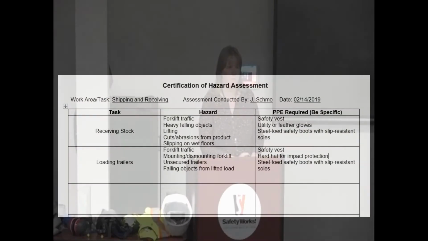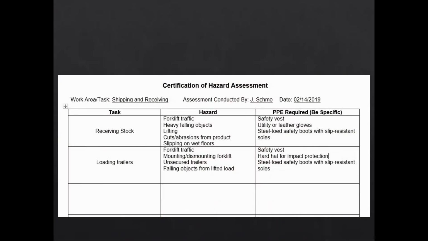work requiring it. Employers need to retrain employees when changes in the workplace render previous training obsolete, or changes in the types of PPE to be used render previous training obsolete, or inadequacy in the affected employee's knowledge or use of the PPE. This screen is a certification of hazard assessment.